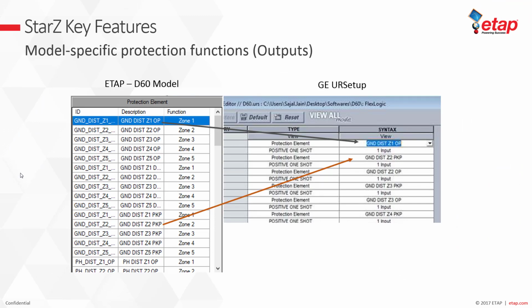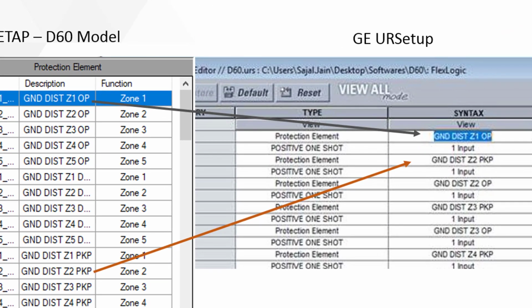Now let's look at the output of the protection function. So again, we are dealing with the model-specific protection functions. Let's look at the GE D60 relay again. We are looking at the element outputs, protection element outputs. Here I have ground distance zone 1 operation. You see here it is the same as the one in the GE UR Setup FlexLogic, GND distance zone 1 operation. You have GND distance zone 2 pickup. So you see the same labels for the protection element outputs in ETAP and in the GE UR Setup.